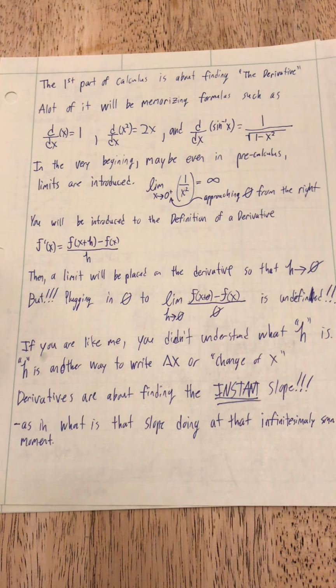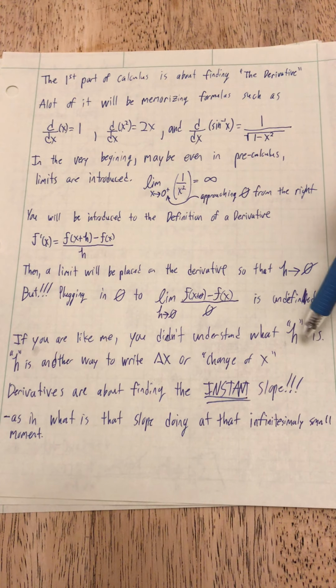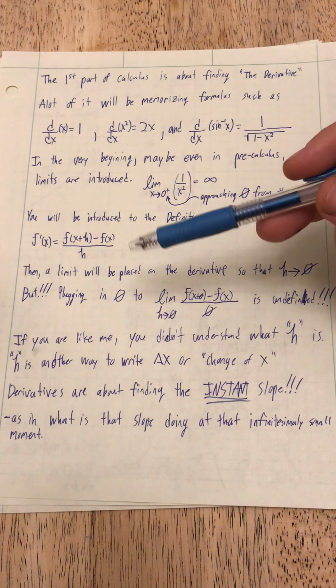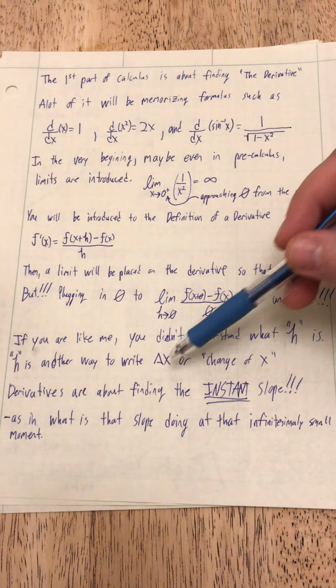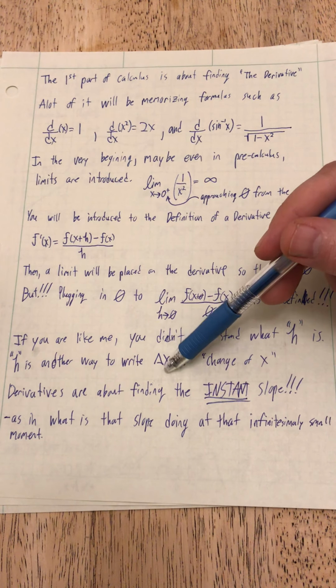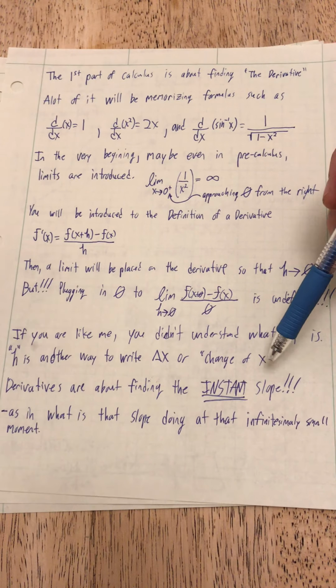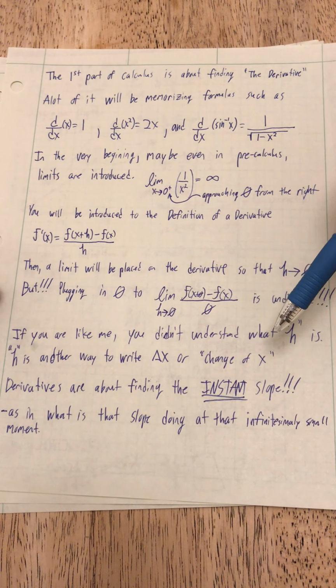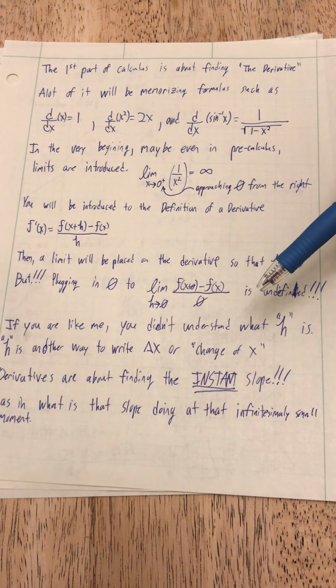If you're like me, I didn't really understand what h was. It drove me nuts when I first started calculus. But h is another way to write delta x. I guess mathematicians at some point felt there were too many delta x's in the formulation, so they came up with something else. I'm sure h comes from something, but I'm not sure. But again, derivatives are interesting.